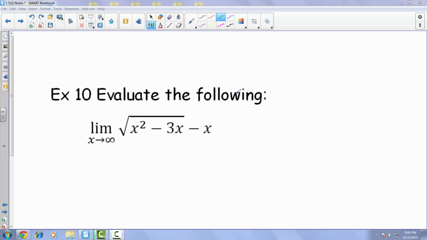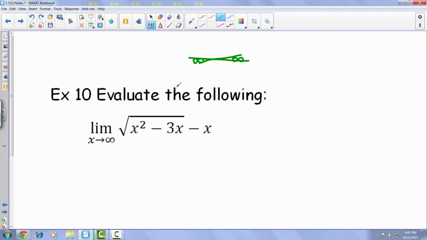Here we're looking at example 10 from our 1.5 number 2 set of notes. We're asked to evaluate the following limit as x approaches infinity of this expression. Now, if you were to try to use direct evaluation, you would end up with infinity minus infinity, and unfortunately, that is a type of indeterminate form, so we can't use that because we can't really identify where that limit is going.